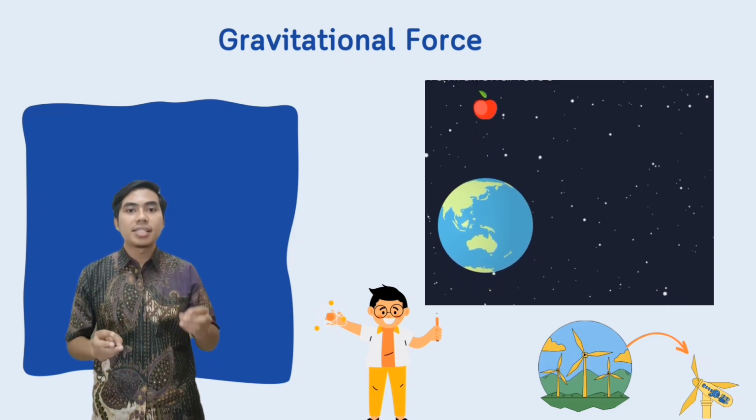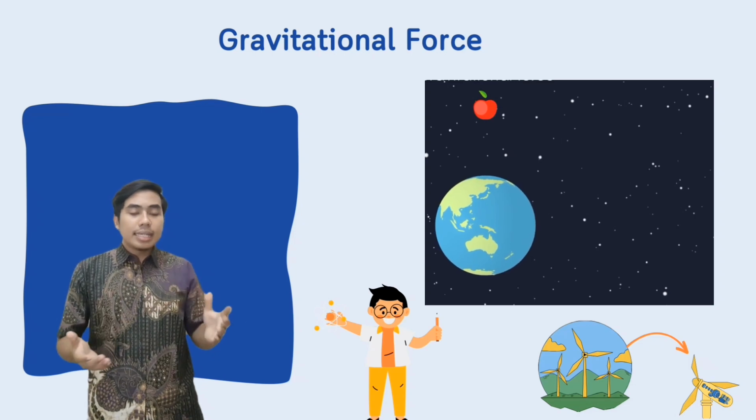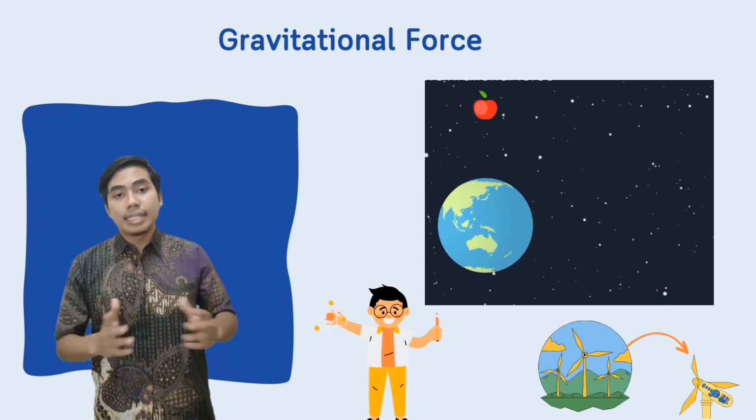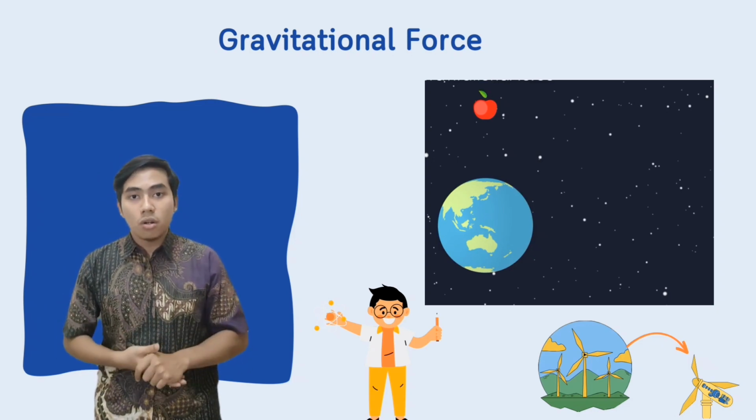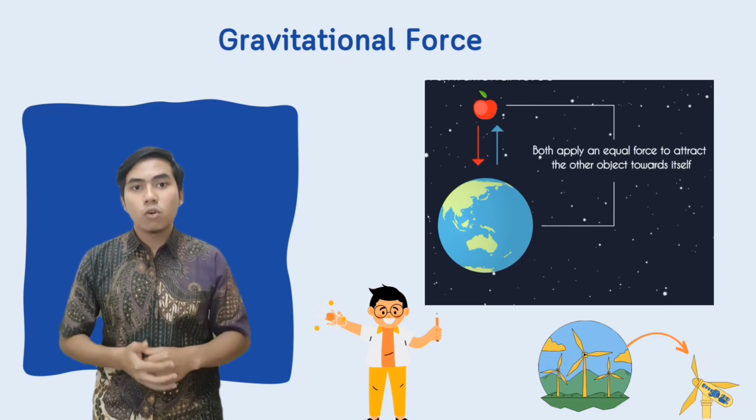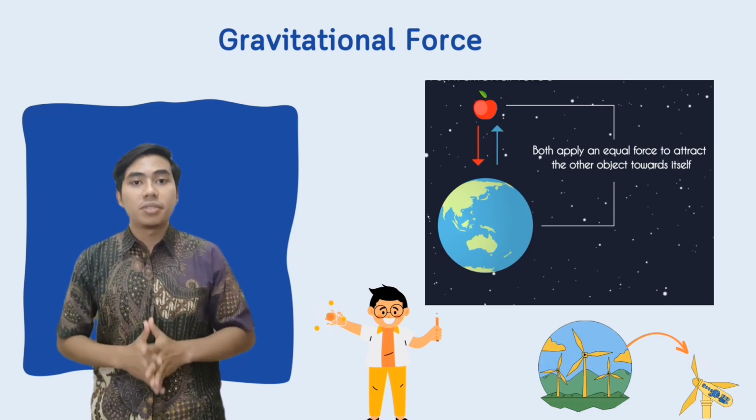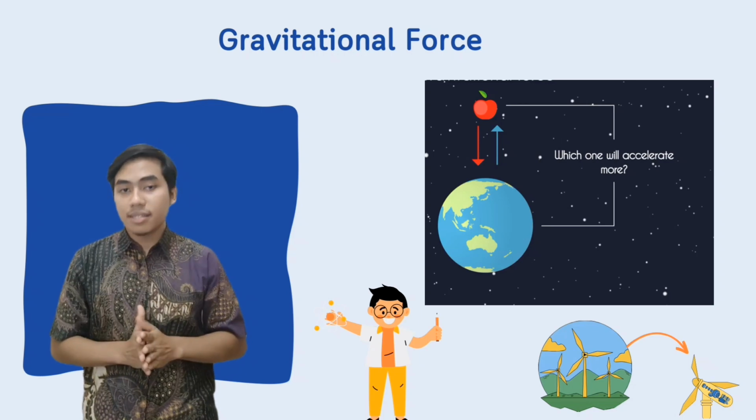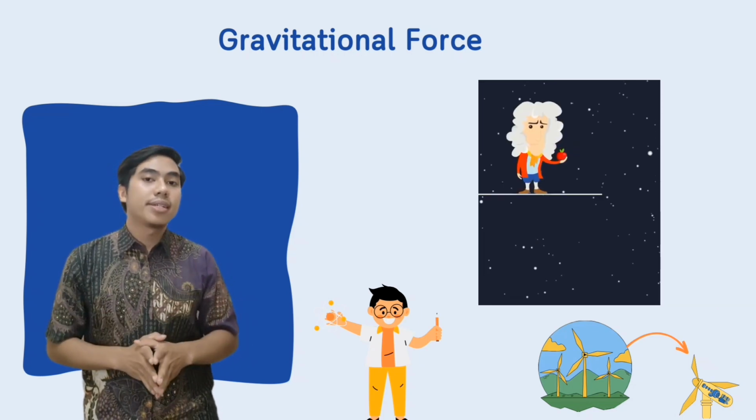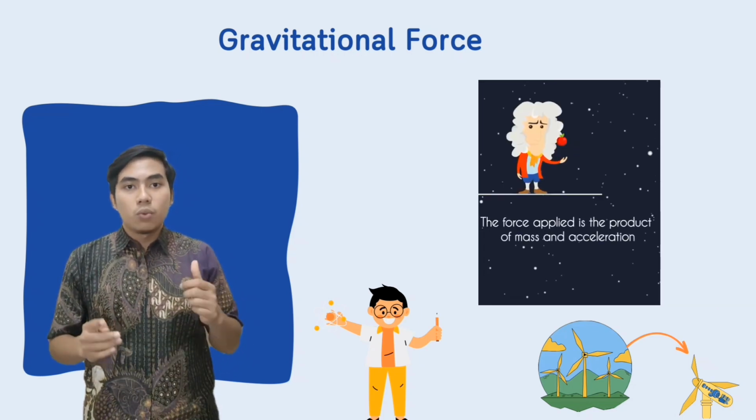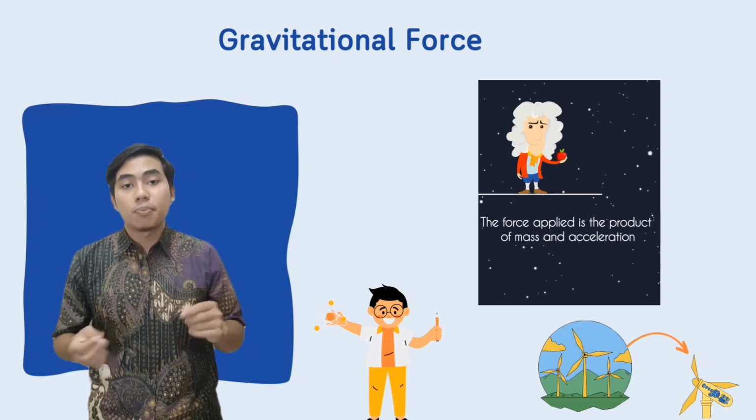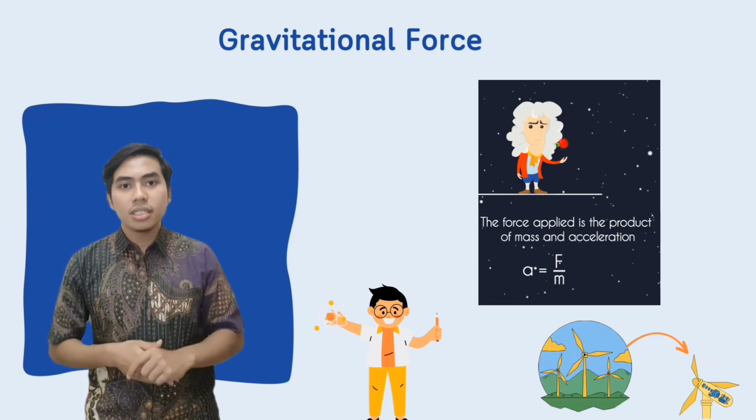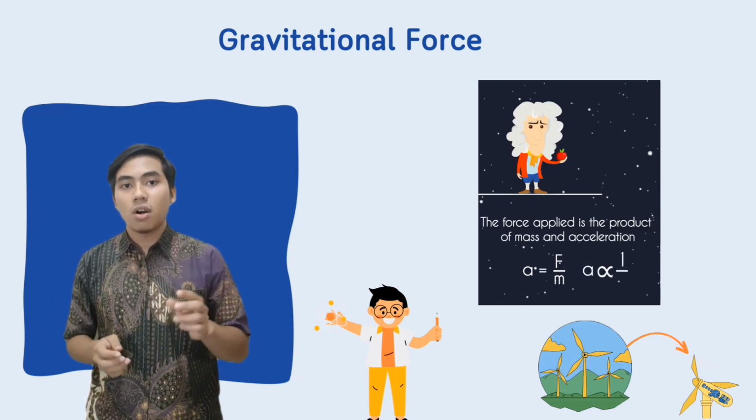It's actually a simple logic. This is the earth, and say this minuscule object is an apple. The gravitational force applies an equal force to attract each object toward the other. So if the forces are equal, which one will accelerate more? Based on Newton's second law, we know that the force applied is the product of mass and acceleration. So the acceleration will equal the force over the mass.